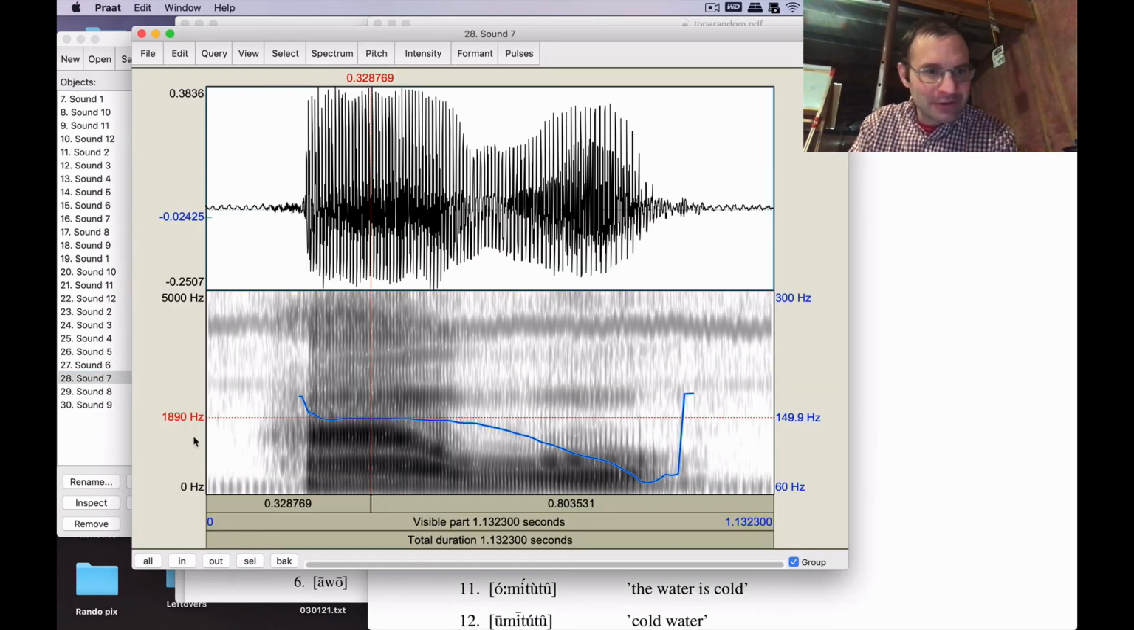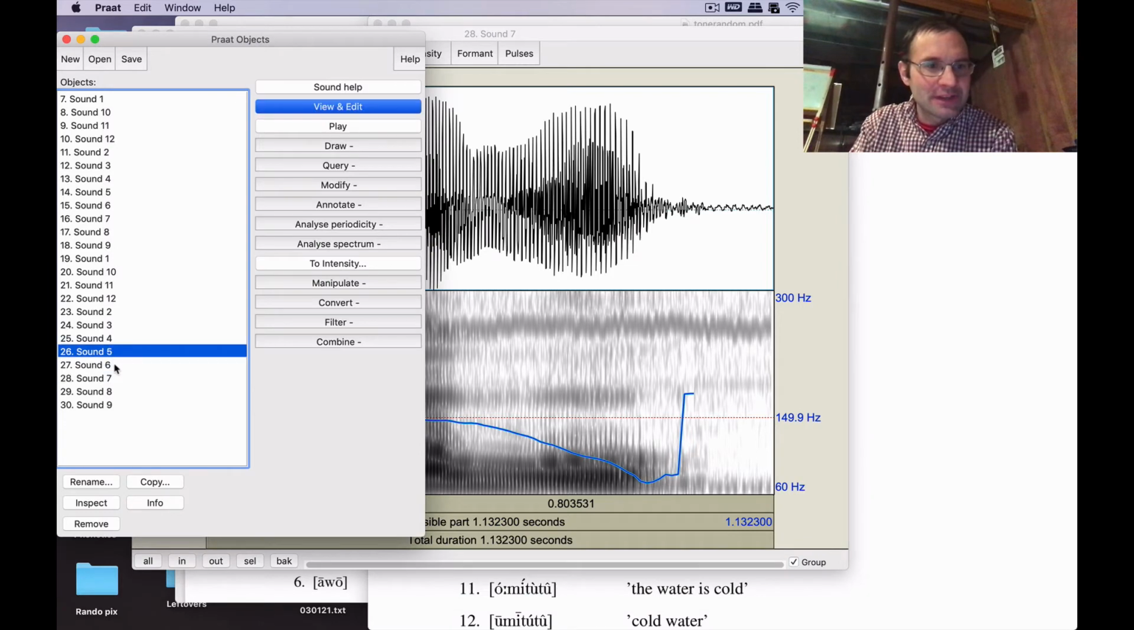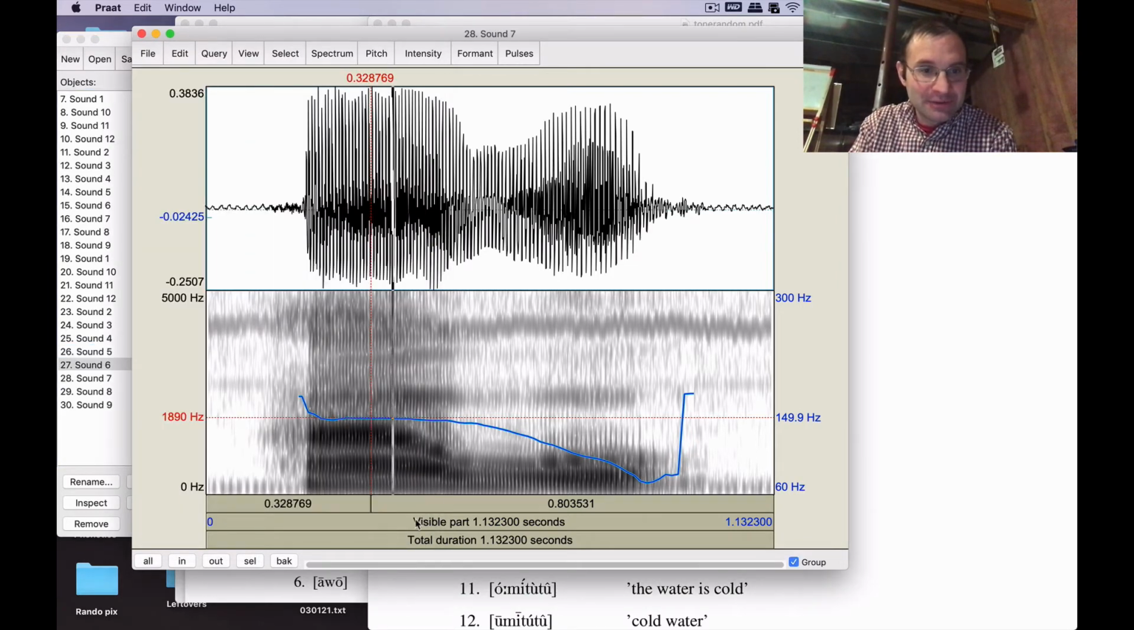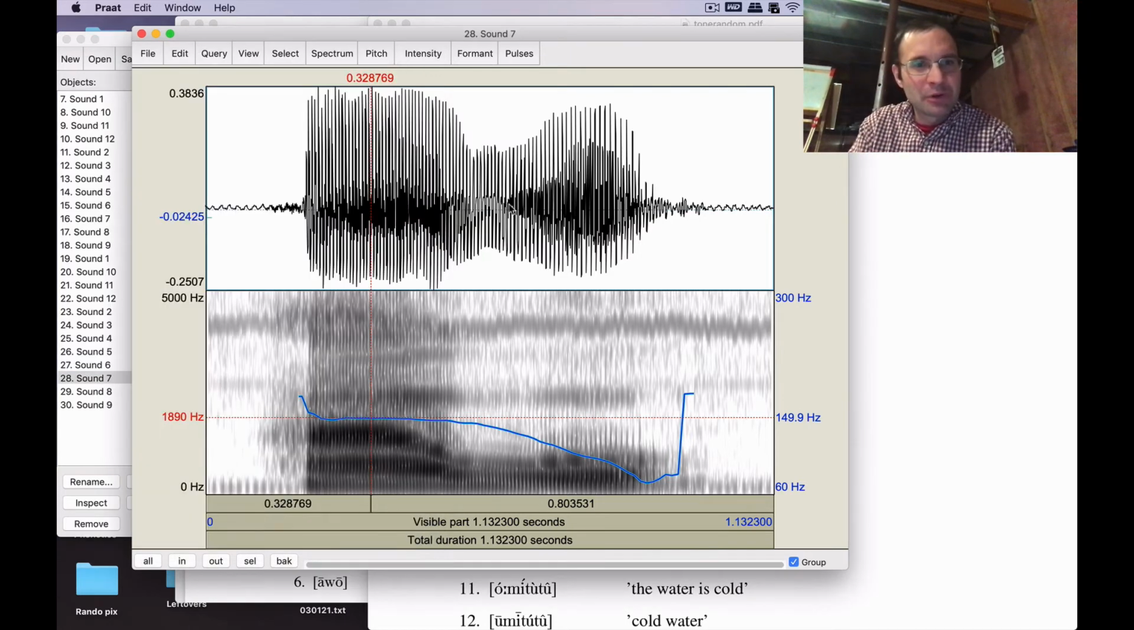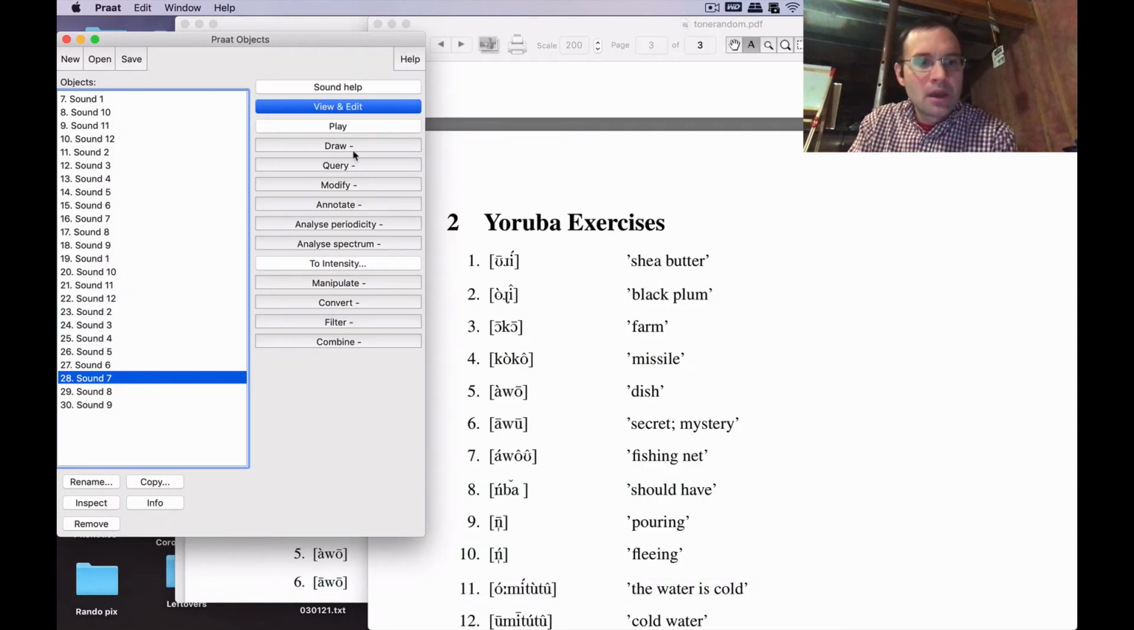If you compare, say, the first syllable of this one to the first syllable of 6, or both syllables of 6, let's play those two side by side. I think that first syllable is a pretty good match as a mid.